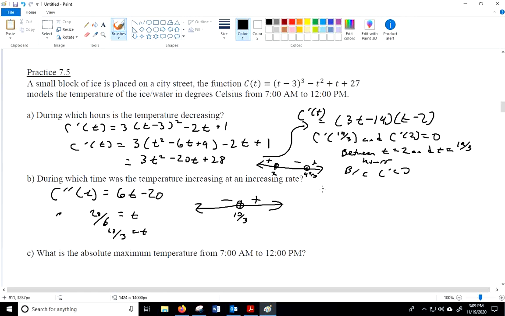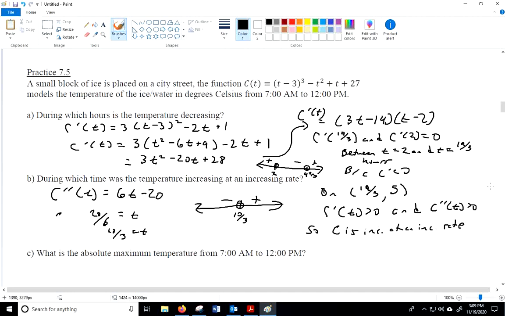So we know that on the interval from 14/3 to 5, we know that c prime of t is positive, and c double prime of t is positive. So c is increasing at an increasing rate. It is increasing faster and faster.